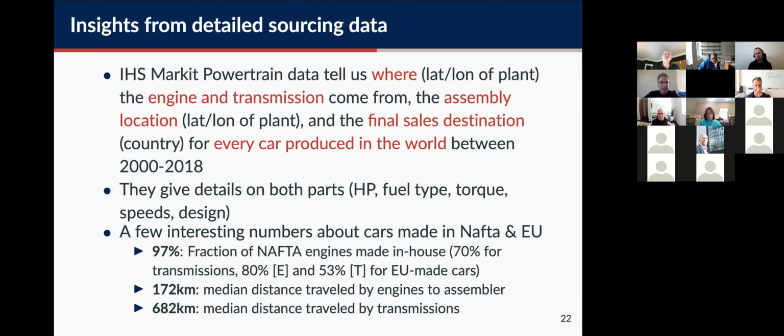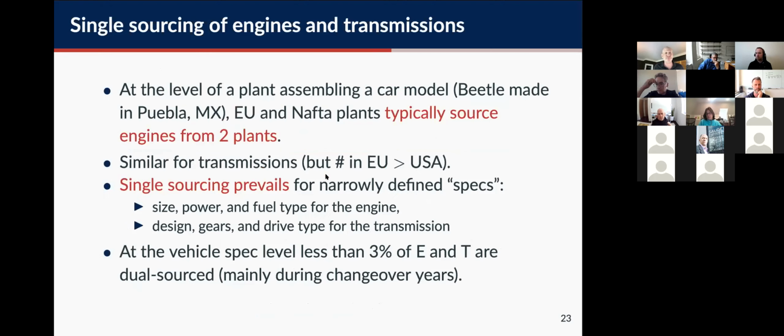You see that there's a big difference in terms of transmissions being sourced from much, much further away. Although I'll show you in the estimates that we get from our discrete choice models that the parameters are actually quite stable, whether we look at engines or we look at transmissions.